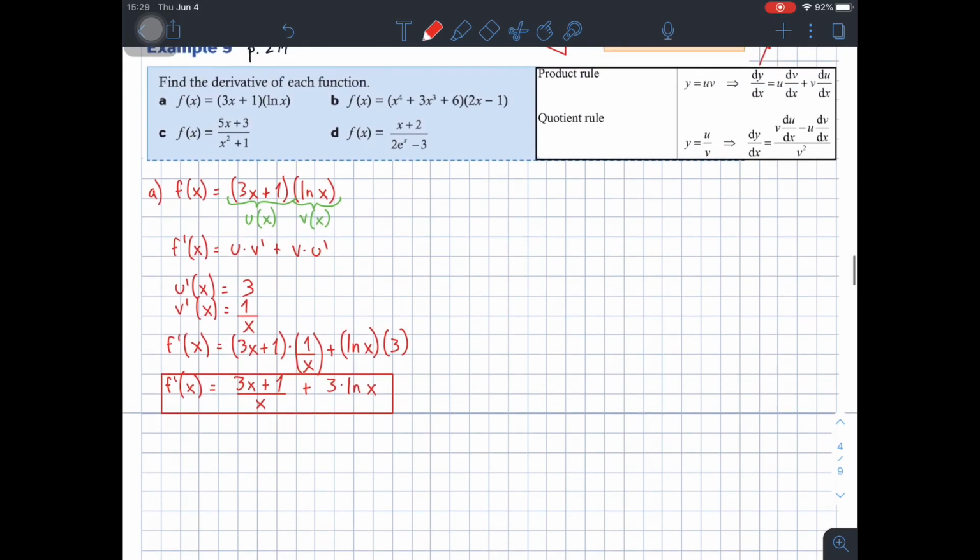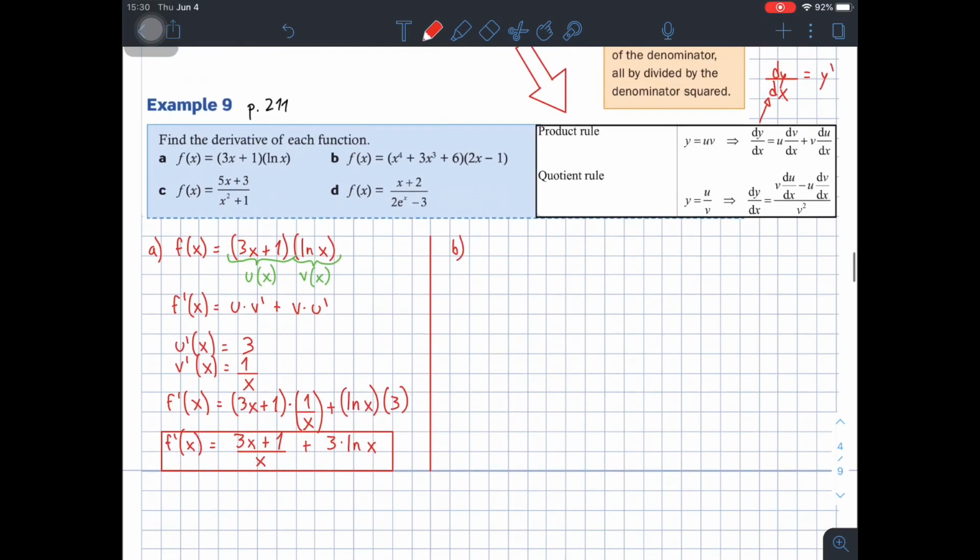Okay, I hope this is being clear enough for you. Let's go to part B, exercise B. It says f of x equals this times this. I'm going to write that. F of x equals x to the 4th power plus 3x cubed plus 6 times 2x minus 1.